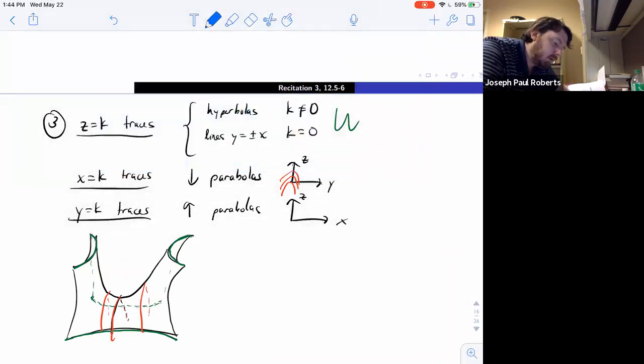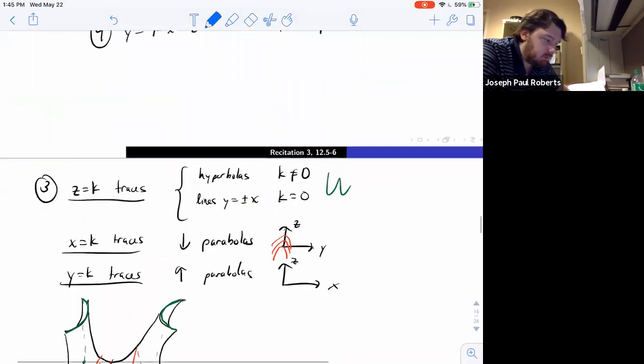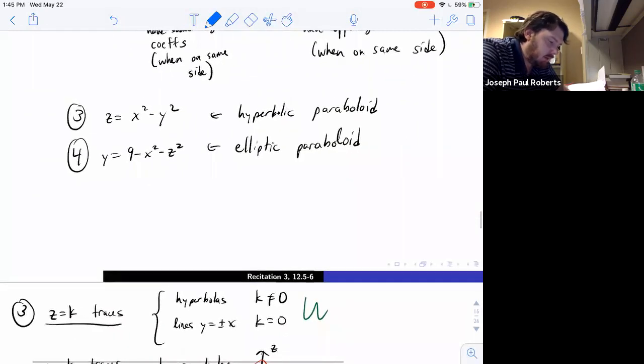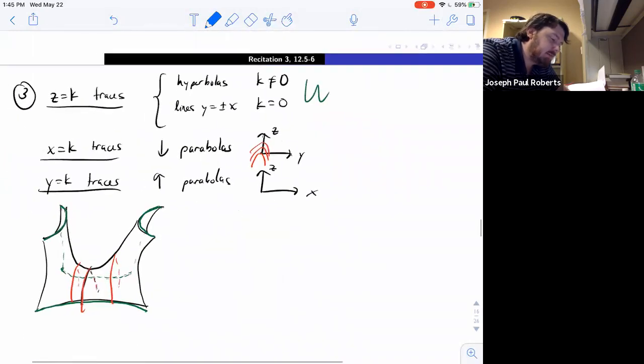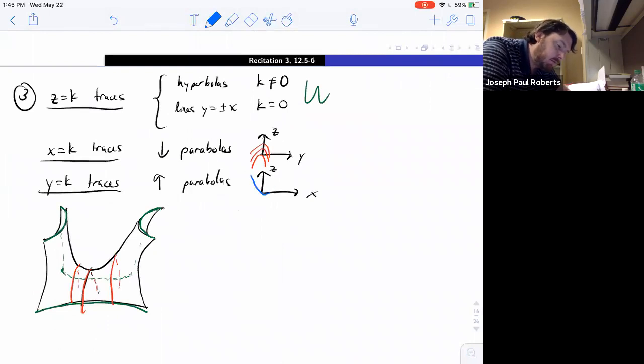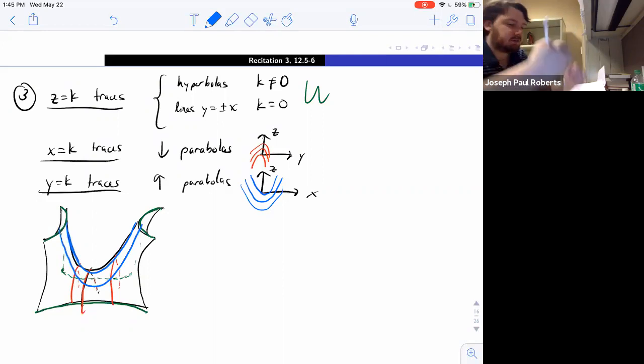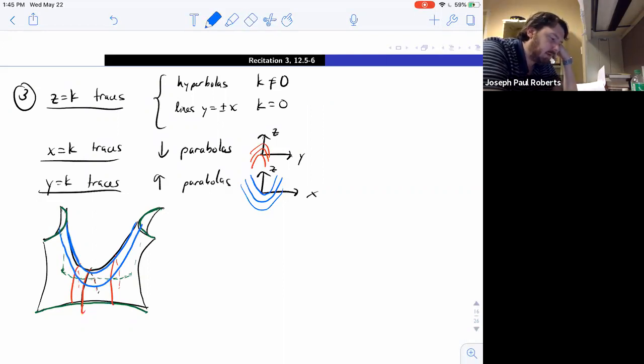And then our y traces are z equals x squared minus k squared. So when k is 0, I get that. If k is non-zero, they're going to be down there. And so then this blue cross-section is my y equals k traces. So yeah, I guess when z is positive, we get our left-right hyperbolas like that.